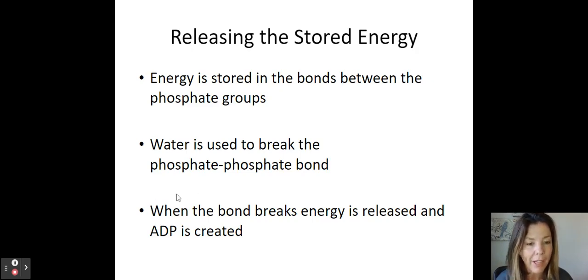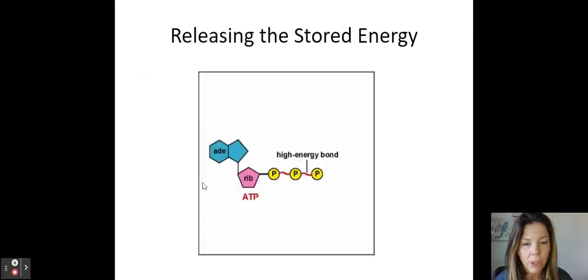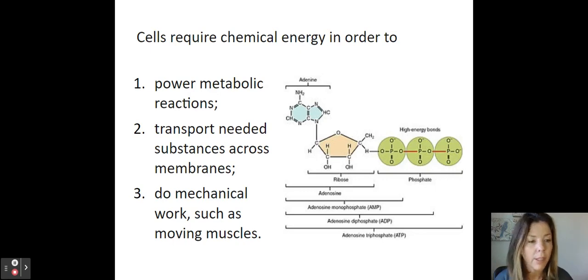And when the bonds break, energy is released, creating the ADP molecule. So again, when we speak of the energy being found in the bonds, you see your 3 phosphates. This attraction between the molecules is the high energy bond. We use this energy for a number of different processes, including our metabolism, and that powers things like growing and repairing. It also helps power the transportation and movement of products.